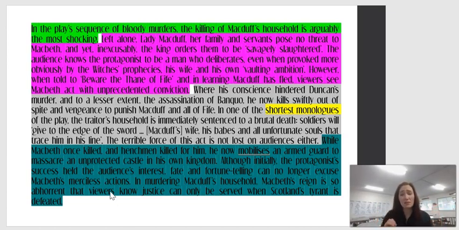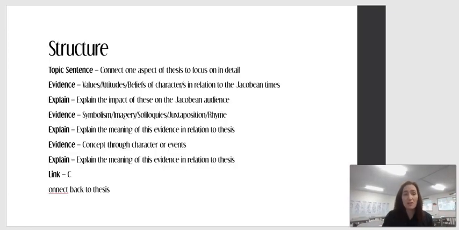We don't like him as an audience, okay? The Jacobean audience would not like him. In murdering Macduff's household, Macbeth's reign is so apparent that viewers know justice can only be served when he is defeated. So we're coming back to this idea of power and what it means to be kings and the type of rule, and that the only way a king like that should be treated is to be killed, basically, because he is abhorrent. We no longer like him. The audience hates him. He should die. Okay, so that's an example, but this is just how I would recommend you try.